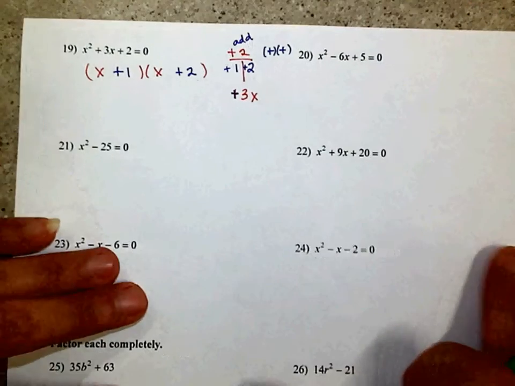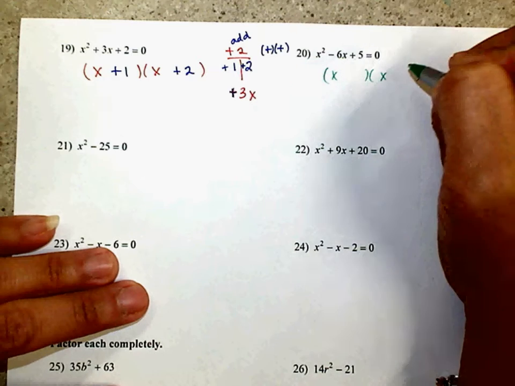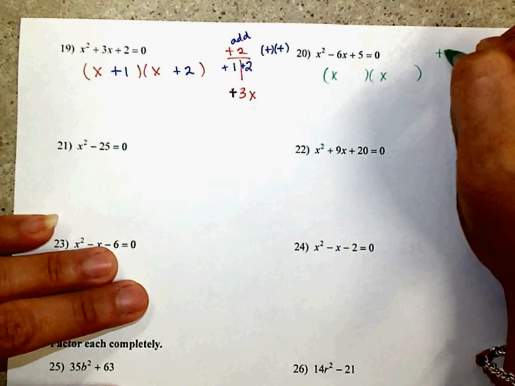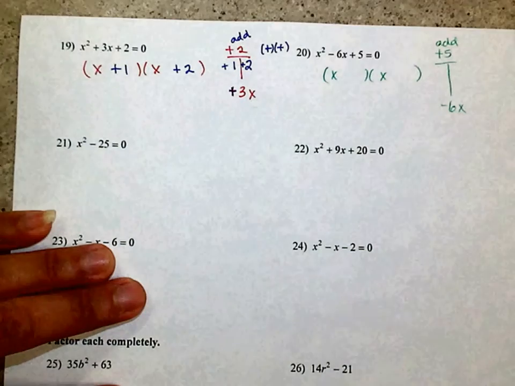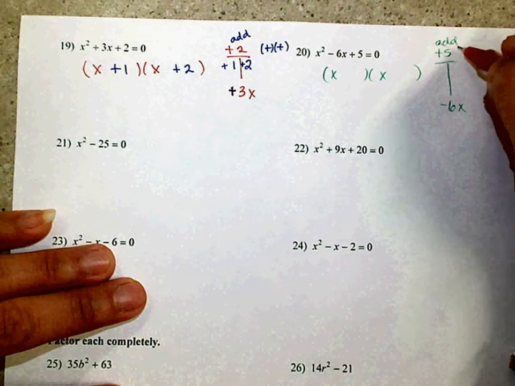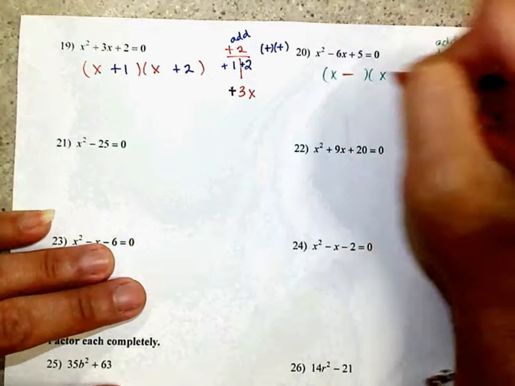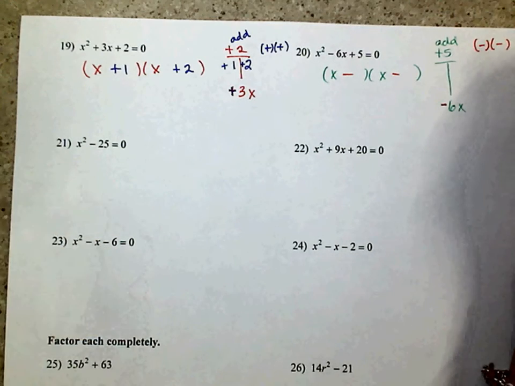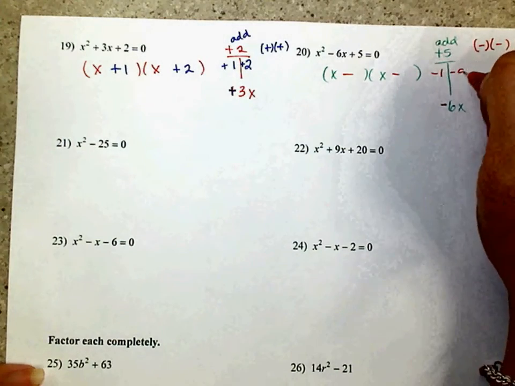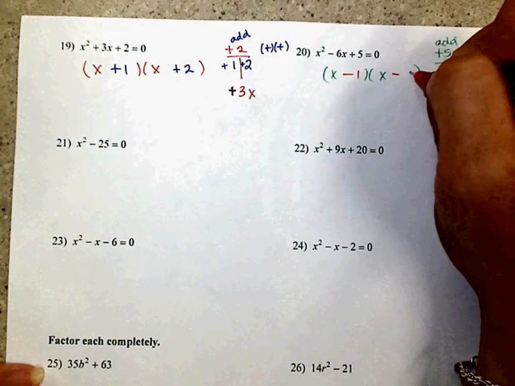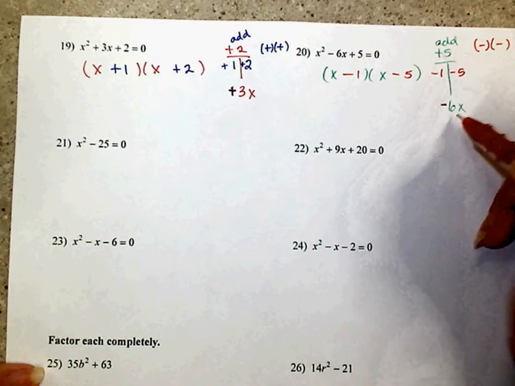Number 20. 2 sets of parentheses. X and x. Positive 5. So I'm going to add 2 numbers, and I'm going to get negative 6x. So since I'm adding, and you see this is minus, both of these signs have to be a minus. So what 2 numbers multiply to give you 5, but add to give you 6? Negative 1 and negative 5. Negative 1 times negative 5 is 5. Negative 1 minus 5 is negative 6.